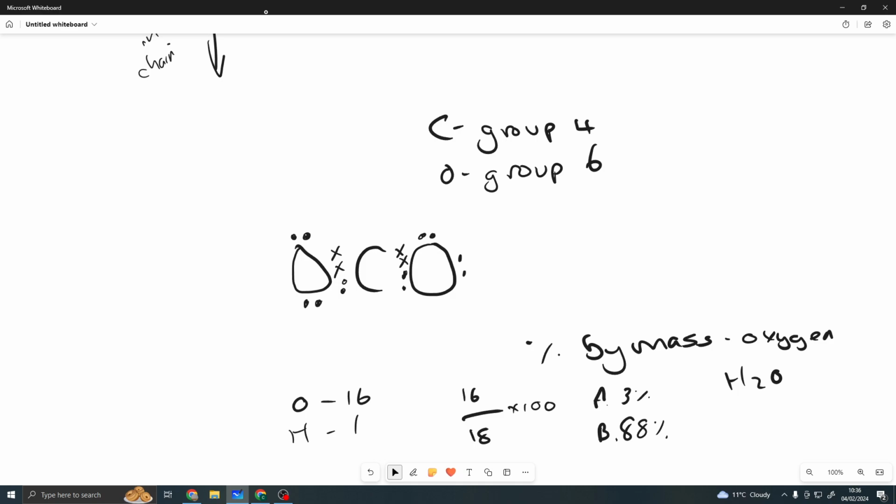Well, you could work it out. But actually, if you understand what percentage by mass means, and you understand what the atomic masses of oxygen and hydrogen are, it's got to be the 88%, hasn't it? Because it's the only one that's going to be remotely close. Most of it is oxygen, therefore it has to be that. Nice. Now, alkenes. Let's go back there.